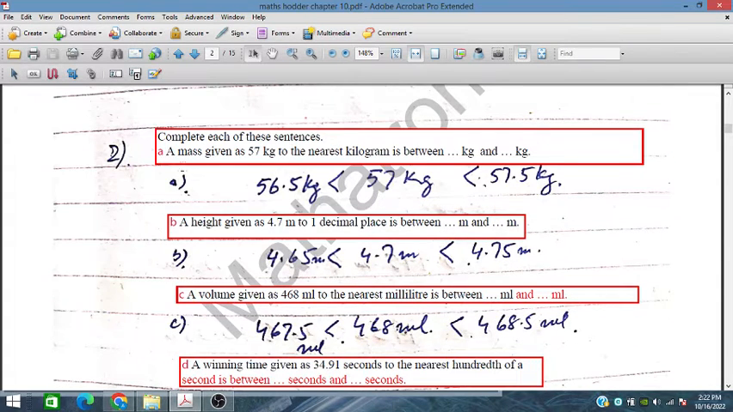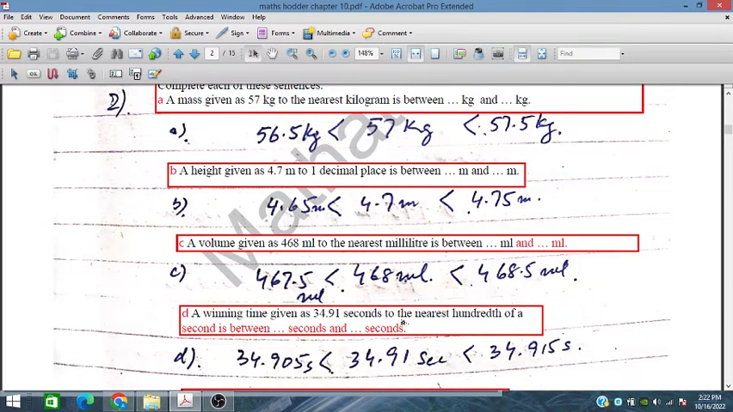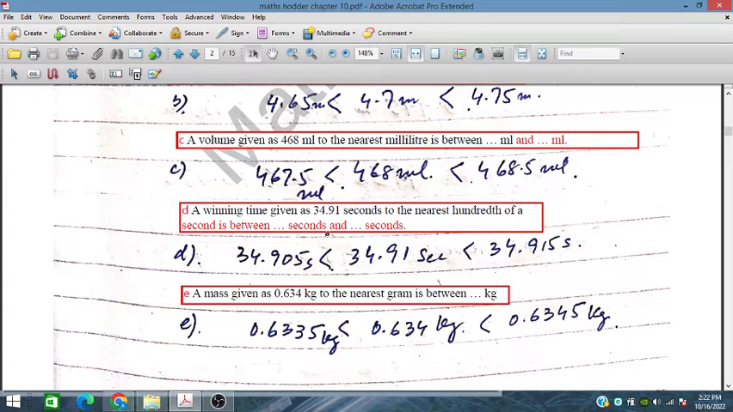A mass given as 57 kg to the nearest kilogram is between 56.5 and 57.5. If it is less than 57.5, I mean 57.4, then we consider it as 57. If it is 56.5 or 56.67, we consider it as 57. Similarly for this one, for meters and for milliliters. For seconds, this is 9.1, so the hundredth position has to go. This is the hundredth position, so we take it as this one.